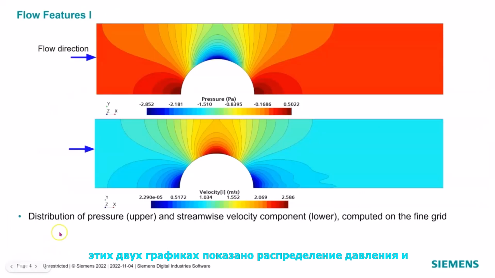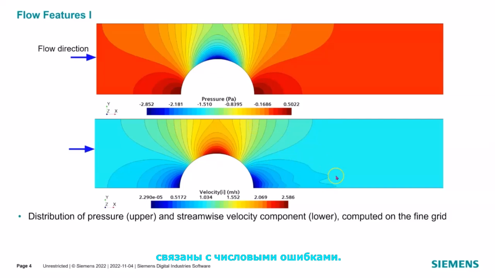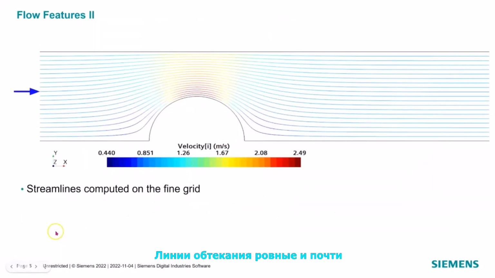These two plots show the distribution of pressure and the streamwise velocity component computed on the fine grid. Pressure distribution is symmetric, hence zero net force on the obstacle in flow direction is obtained. The velocity field should also be symmetric. Disturbances on the downstream side are due to numerical errors. Streamlines are smooth and almost perfectly symmetric around the obstacle. They are colored by the velocity magnitude.